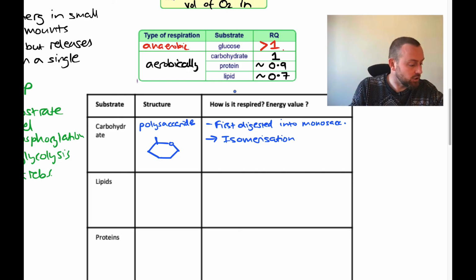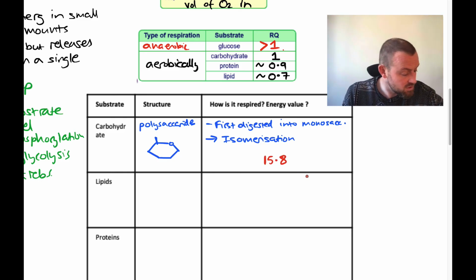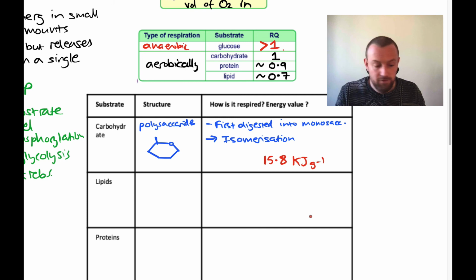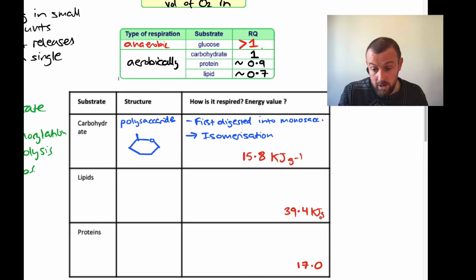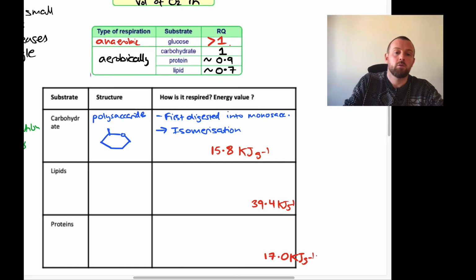So the energy value of carbohydrates is about 15.8 kilojoules per gram. I'll write in the other ones as well. For lipids, it's 39.4, way higher. And for protein, it's around about 17. Again, it's kilojoules per gram. Now, why is that?